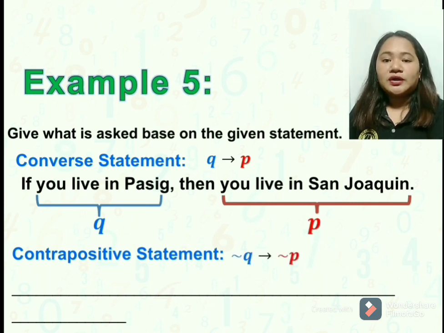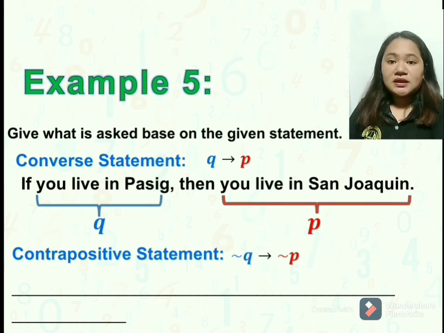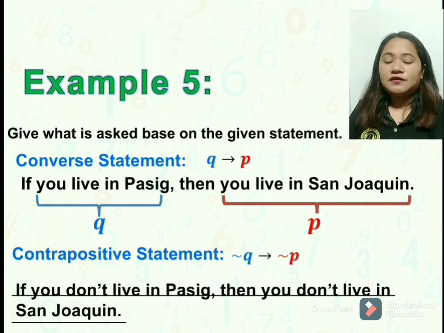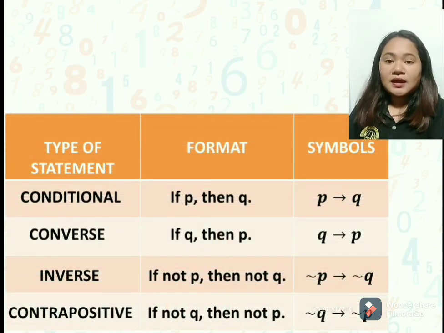So for the contrapositive statement, follow the format negation of Q implies negation of P. The negation of Q is you don't live in Pasig. And the negation of P is you don't live in San Joaquin. Our contrapositive statement is, if you don't live in Pasig, then you don't live in San Joaquin. Again, this is the format in constructing conditional, converse, inverse, and contrapositive statement.